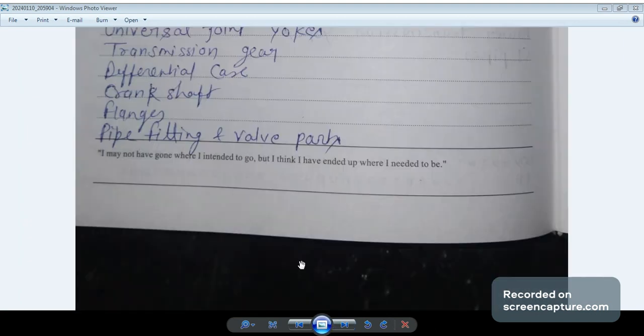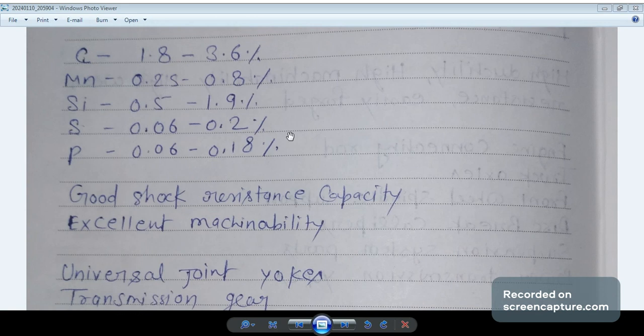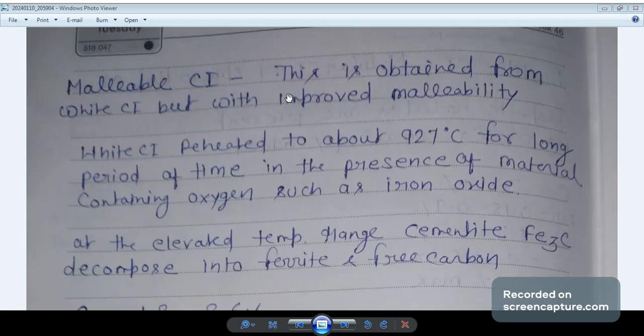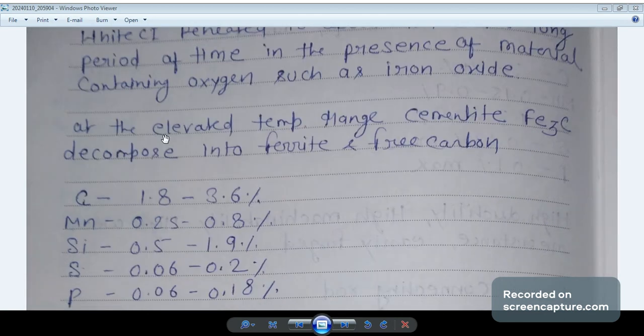And the fourth type of cast iron is malleable cast iron. This is obtained from white cast iron but with improved machinability. When white cast iron is reheated to about 927 degrees Celsius for a long period of time in the presence of material containing oxygen such as iron oxide, at elevated temperature, cementite decomposes into ferrite and free carbon.